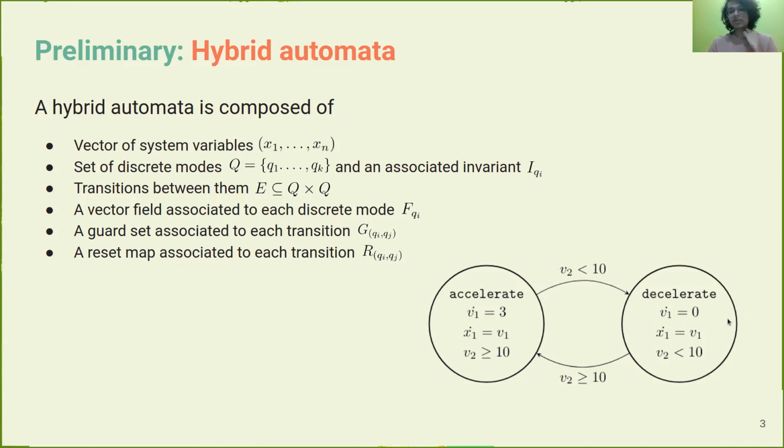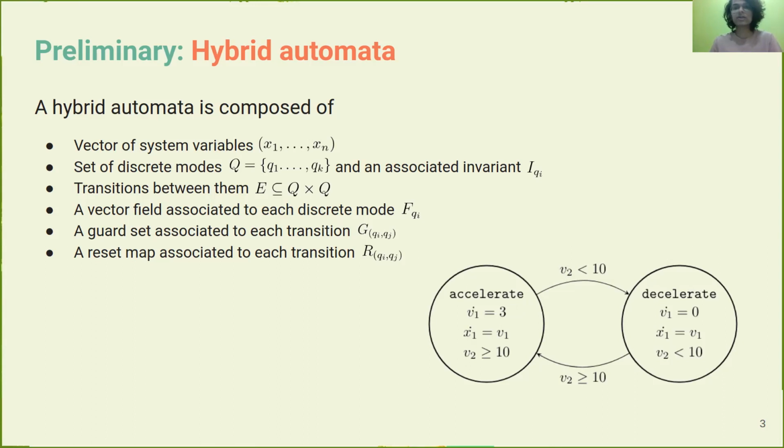Now, associated to each of the transitions, we also have a guard set and a reset map, which basically set up some conditions on the system variables to check whether a transition would be allowed or not at a particular moment of time. Here in this case, we have a guard condition that v2 is less than 10 for this transition from accelerate to decelerate. It means that the system can switch from accelerate to decelerate only if the system variable v2 is below 10.